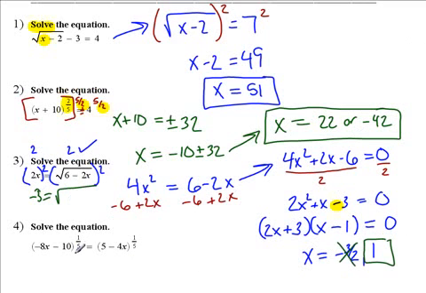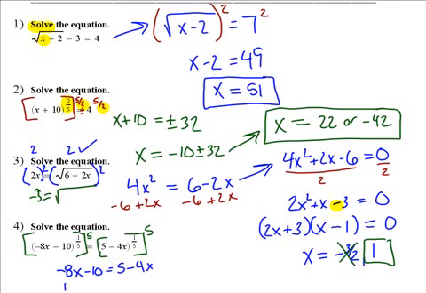Number 4 is an easy problem in disguise. Notice how both sides are being raised to the 1/5 power. If we just undo that on both sides, raise both sides to the 5th power, it's going to make those powers basically go away because they'll be to the 1 power. So I'll get negative 8x minus 10 equals 5 minus 4x.